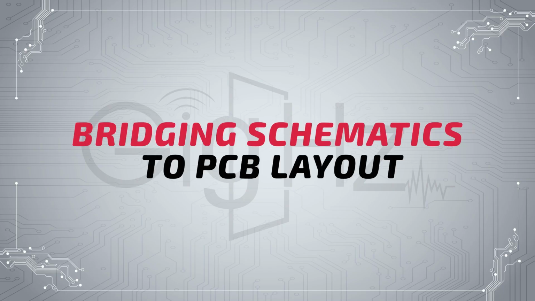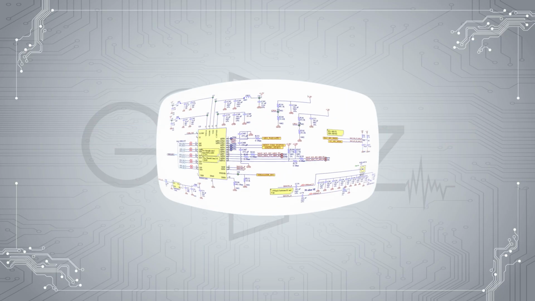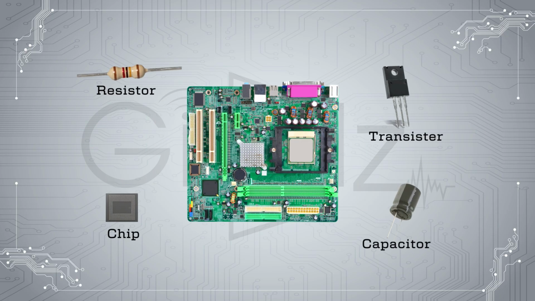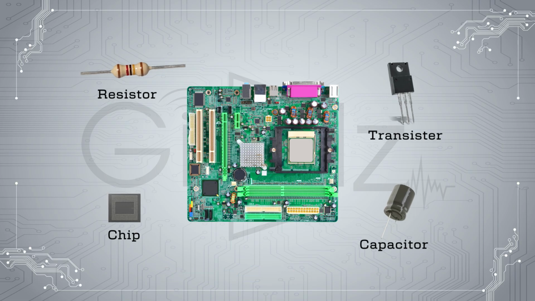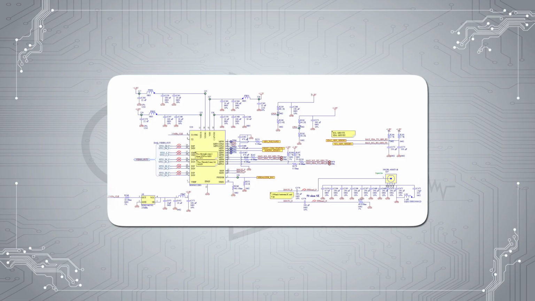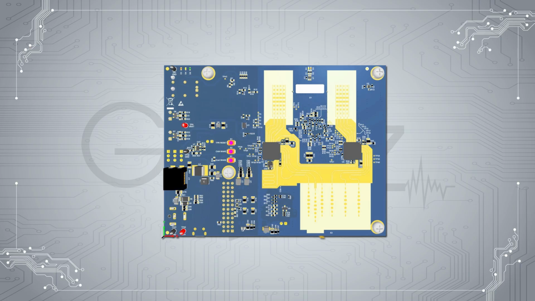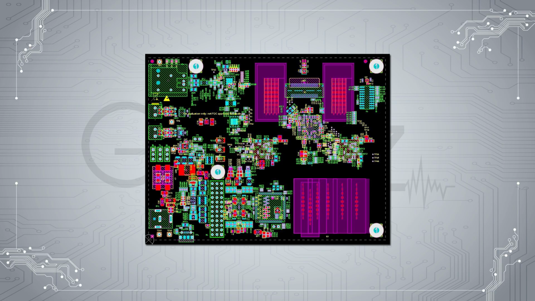Bridging schematics to PCB layout. In our previous video, we explored schematic design, the blueprint of electronic circuits. But how do these schematics translate into a physical PCB? The answer lies in something called the footprint.